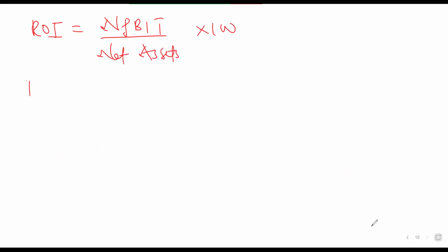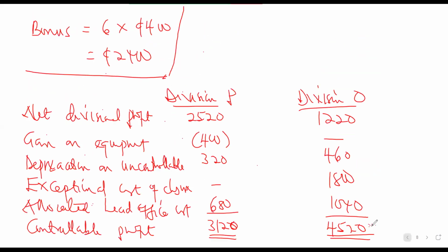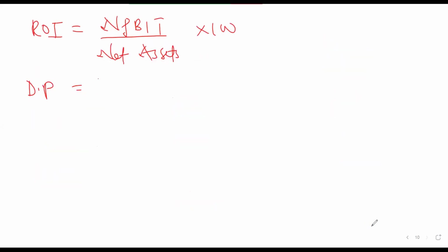We can find our return on capital employed, which is the net profit, it should always be after depreciation, divided by the net assets, multiplied by 100. So you do it for each of the divisions. So let's say division P. Let's go to their controllable profit, 3,120, divided by 17,800, multiplied by 100.